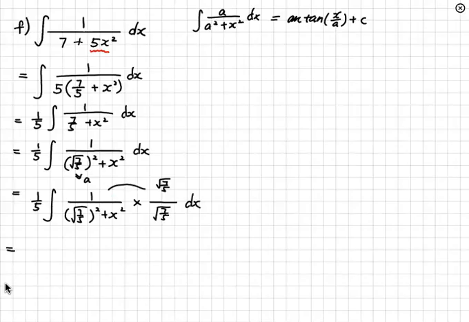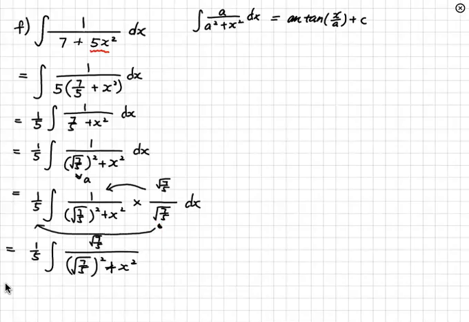Now, therefore, I have root 7 on 5 on the top, and I have root 7 on 5 squared plus x squared. We can take this out as a constant. So that will be 1 over 5 times by root 7 on 5. And the whole integration is arctan of x over root 7 on 5 plus c.